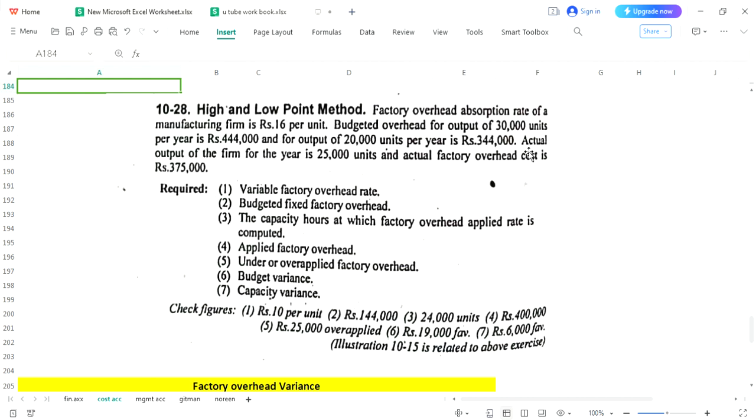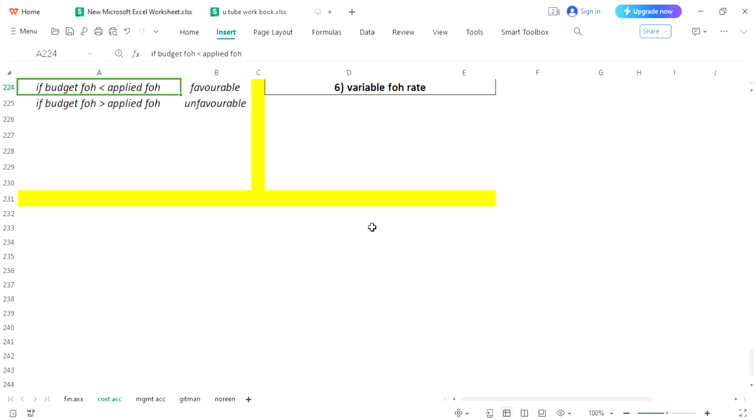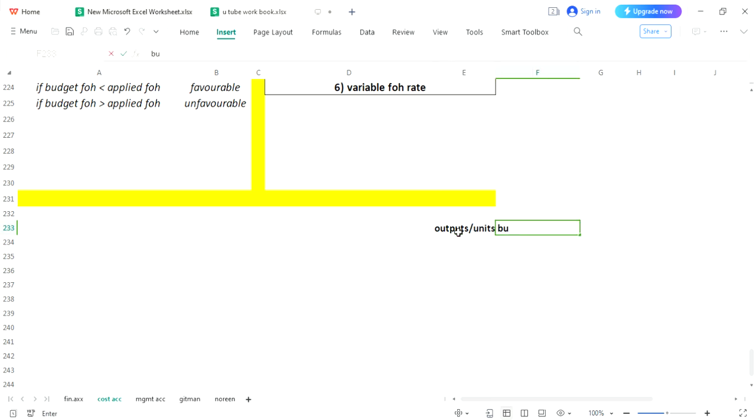From here the actual statement has started. Actual output is 25,000 and actual FH is 3,75,000. Beyond it, please keep your attention over here. There are two outputs, 30,000 and 20,000, and there are two budgets, 444 and 344. Two outputs and two budgets. So we are going to write over here. It's a little different working. Here you will write the outputs or units, and their budget would be written over here.